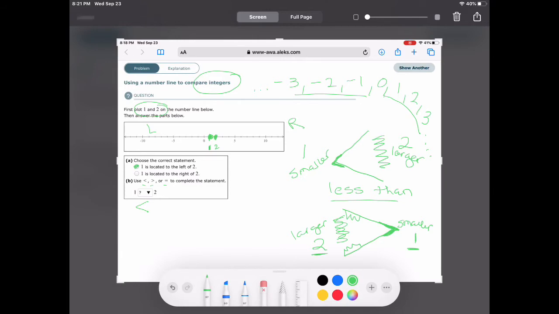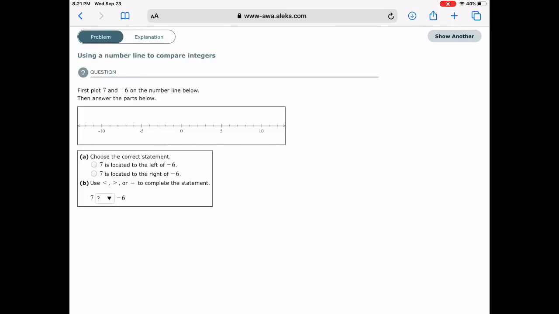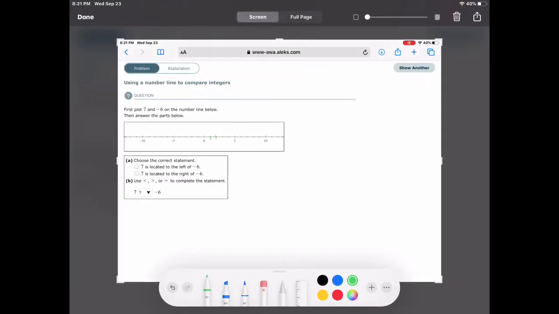All right, let's look at another one. Plot 7 and -6. Okay, 7 is going to be here. 1, 2, 3, 4, 5, 6, 7. So we'll put a dot right there. And then -6 is going to go the other direction from 0. So we have -1, -2, -3, -4, -5, -6 is right there.